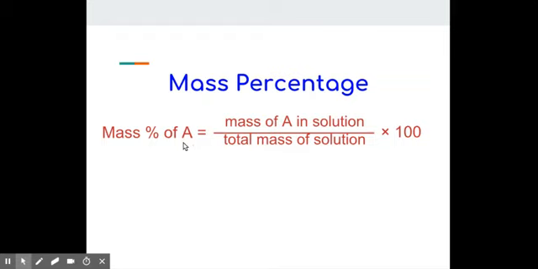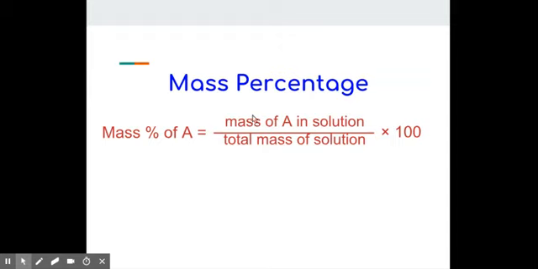So if you want to get a certain component, say for example component A of your solution, the mass percentage of A is always equal to the mass of that component in the solution divided by the total mass of the solution. Whatever you're getting, the amount of that should always be in the numerator, while the denominator will always be the total amount, which is the same quantity, mass.